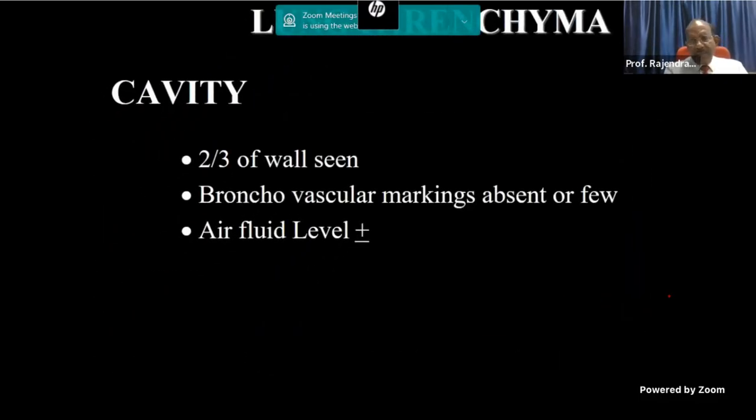Then in the X-ray, the most important finding is the cavity. And when you see a cavity, how to define it? Two-thirds of its wall should be seen. Bronchovascular markings should be absent within that area or should be reduced. And there might be an air fluid level. These are the three characteristics. Two are there in everyone, but the third may or may not be.